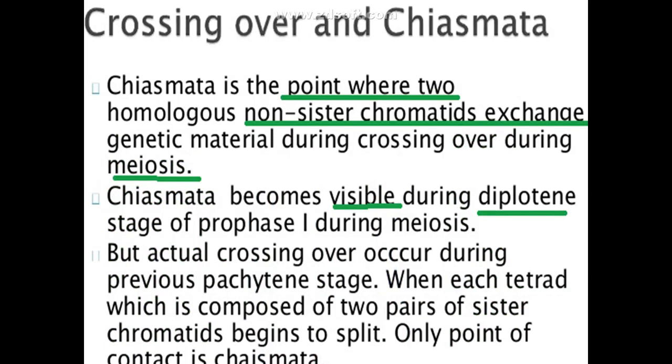So where exactly does the crossing over occur? It is where the chiasma forms. The chiasma becomes visible during when? During the diplotene. You will be studying the different types of meiosis, meiosis 1 and meiosis 2, and their classification in detail in cell biology. Chiasma becomes visible during the diplotene stage of prophase 1, but actual crossing over occurs during the previous pachytene stage, when each tetrad, which is composed of two pairs of sister chromatids, begins to split.